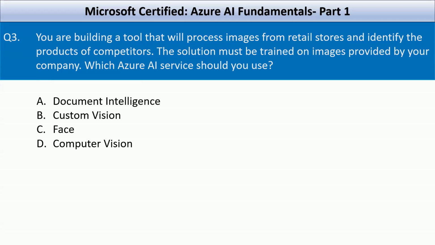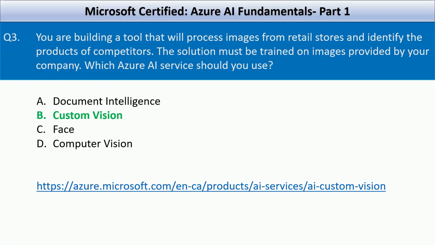Folks, the correct choice of AI service here is custom vision. Custom vision allows you to train a machine learning model on your own dataset to recognize specific objects such as competitor products in retail store images. You can label and train the model to detect and classify different brands and product categories.